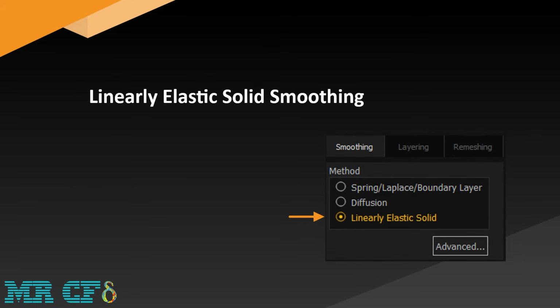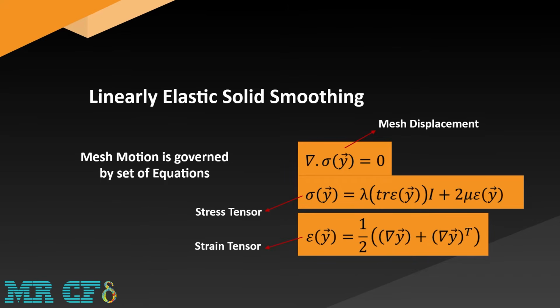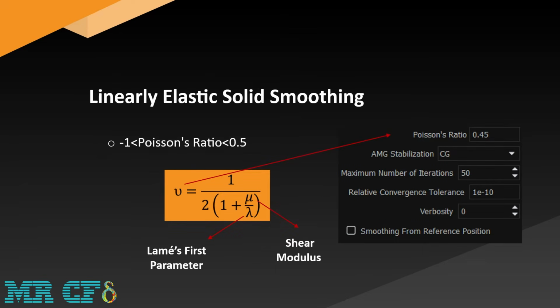There is another type of mesh update by a smoothing method which is based on linear elastic solids. The movement of the mesh in the linear elastic solid smoothing method is expressed as follows, where sigma is equivalent to a stress tensor, epsilon is a strain tensor, and vector y is equivalent to mesh displacement. Of course, for this equation, the shear modulus and Lamé's first parameter are mentioned, which are used in the form of Poisson's ratio. The allowed range for Poisson's ratio is between -1 and 0.5.